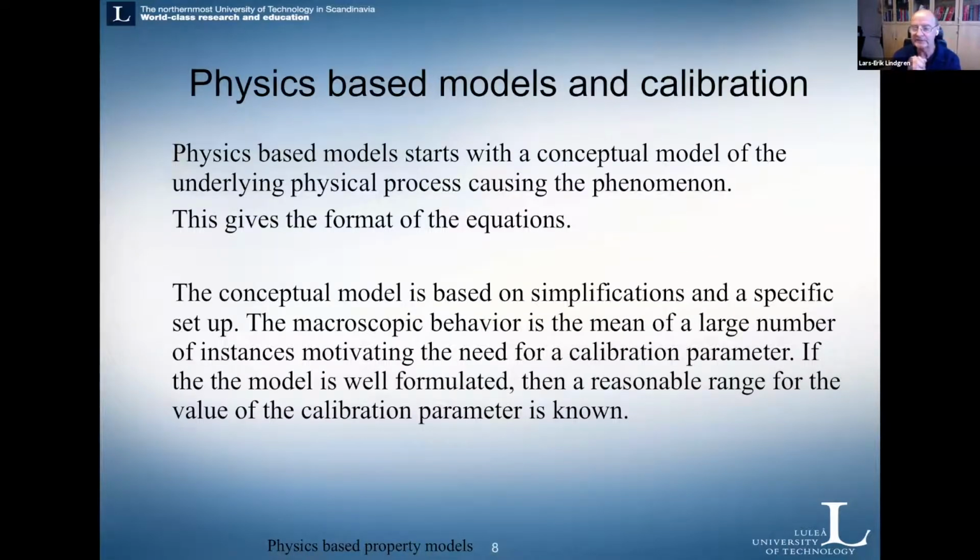A physics-based model, in my definition, is not an ab initio model. You still have calibration parameters because you simplify what's going on at the micro level. But now you have, as we heard, a lot of variety and the microstructure varies, so we need some kind of average behavior on the plasticity level. So we still end up with some kind of calibration parameter. But of course, if the models are well formulated, we know the range of these parameters quite well.